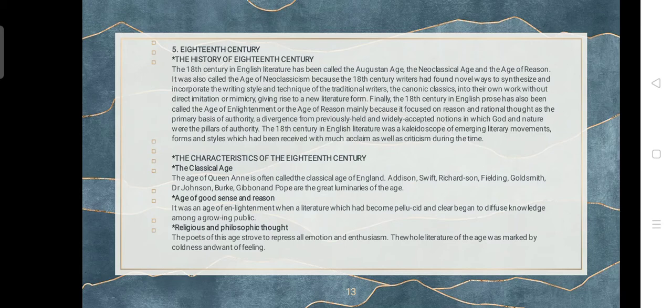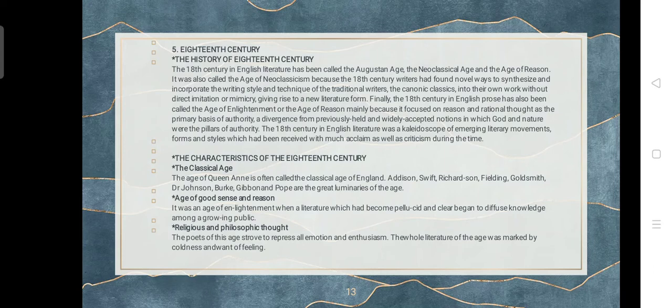ways to synthesize and incorporate the writing style and technique of the traditional writers, the classics, into their own work without direct imitation or mimicry, giving rise to a new literary form.